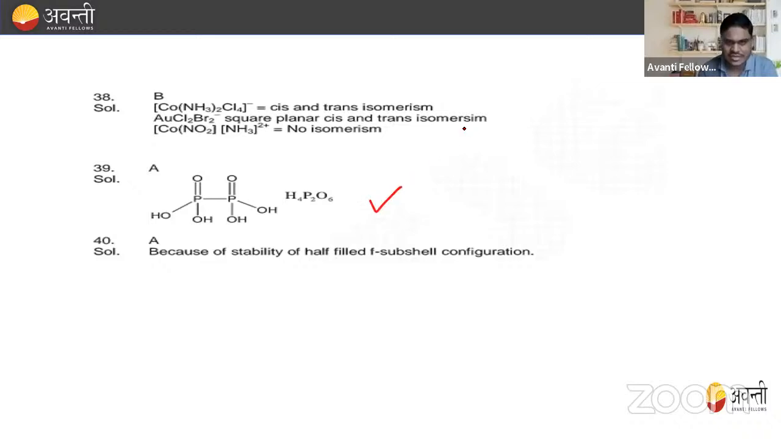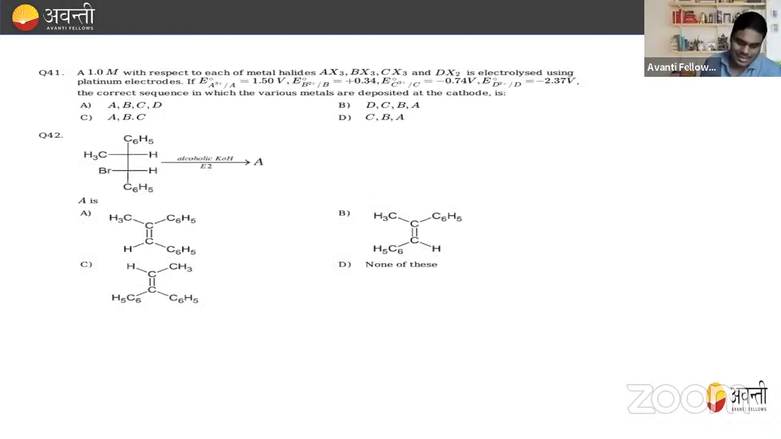This is the structure of this. They show isomerism and this one. That is because of the stability of the half-filled f subshell configuration, they are showing such kind of behavior. Now, next move to question number 41, right?